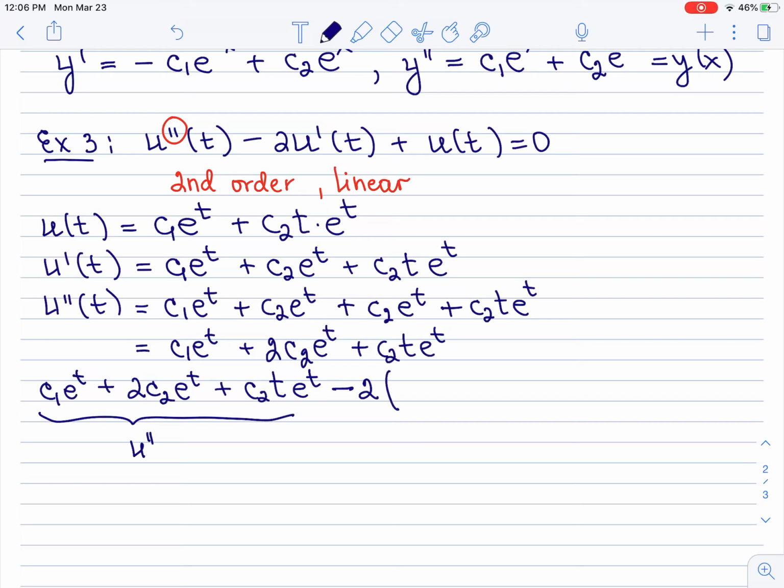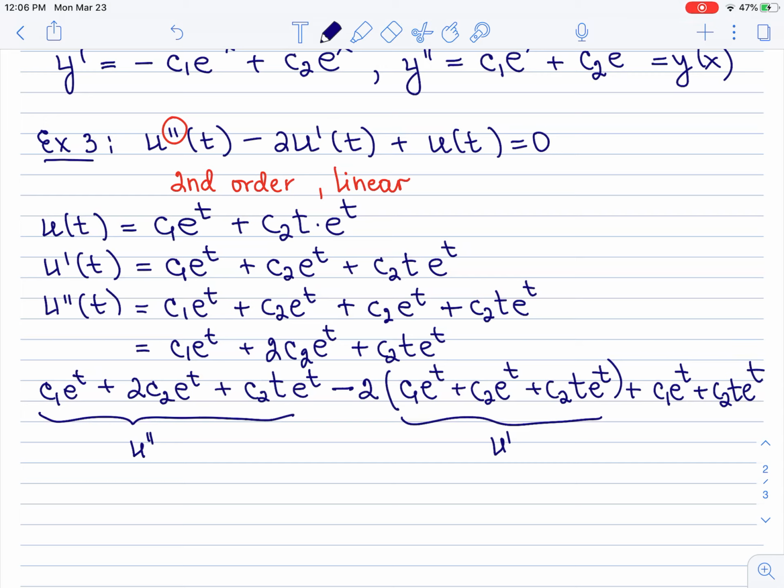Minus 2 of the first derivative. So that's c1 e to the t plus c2 e to the t plus c2t e to the t. Okay, so this is u prime, and plus the function itself, so c1 e to the t plus c2t e to the t. Okay, what is this equal to? That's the question mark. All right, let's see if we can collect like terms.